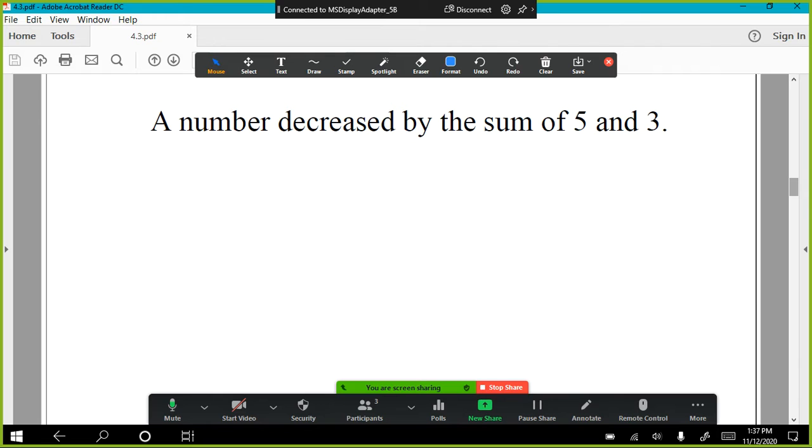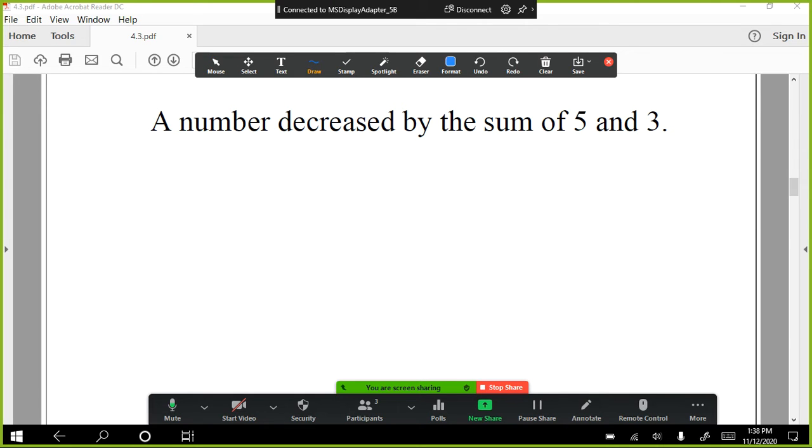All right, so here is basically what we are looking at. A number decreased by the sum of 5 and 3. How would I write a number decreased by the sum of 5 and 3? Well, sum means plus. Decrease, we're looking at a minus, and a number, that's our x. So we are going to take x, and we're going to decrease it by the sum of 5 and 3. I do have to put that 5 and 3 in parentheses because it wants to decrease it by that sum, so I want to add those first. So that's how I would write it.